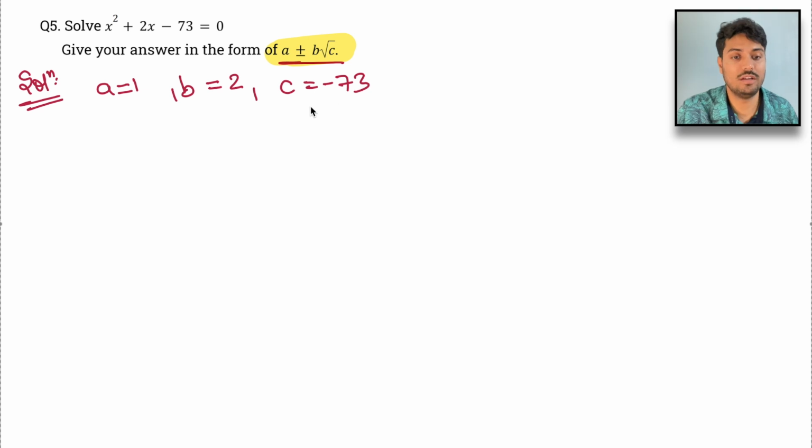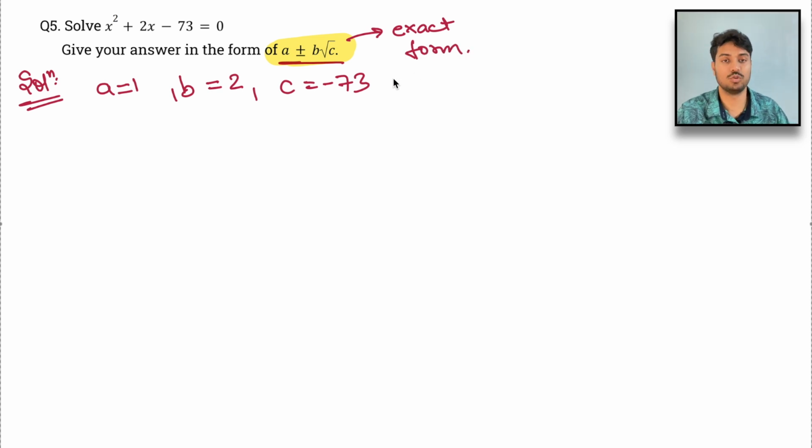That means we have to leave the answer in the exact form. This is exact form. We don't have to write down the answer correct up to 2 decimal place or 1 decimal place. We have to leave the answer in exact form. So in the examination, this is how it is asked. Either they ask us to leave the answer in exact form, or they give us the form that you leave the answer like this. So let's check.